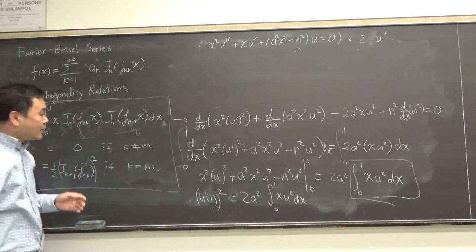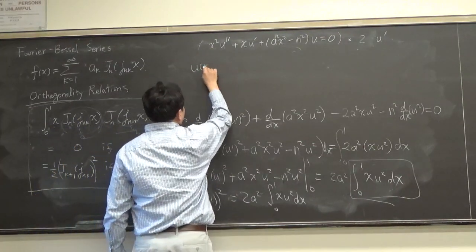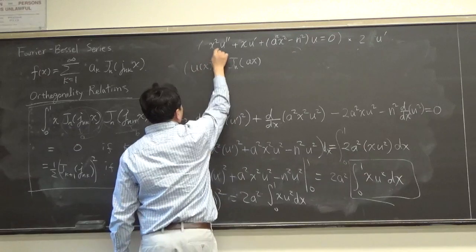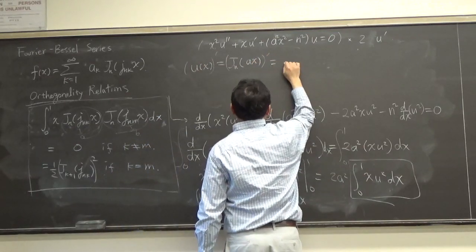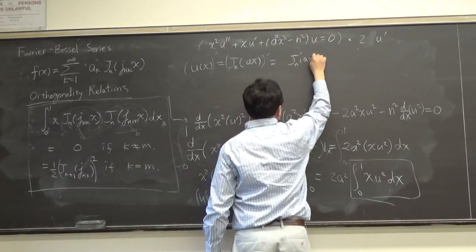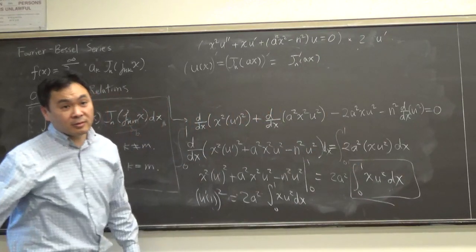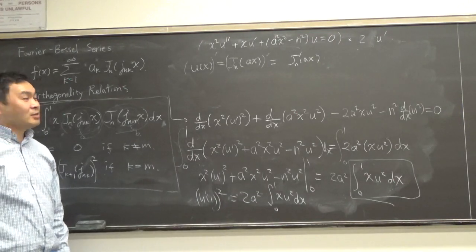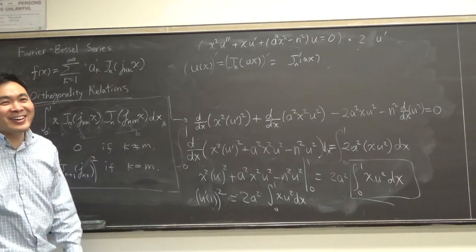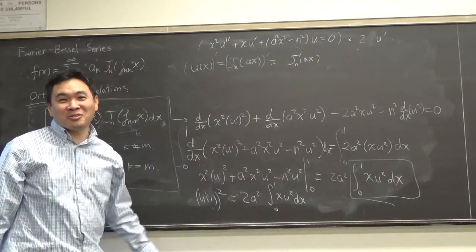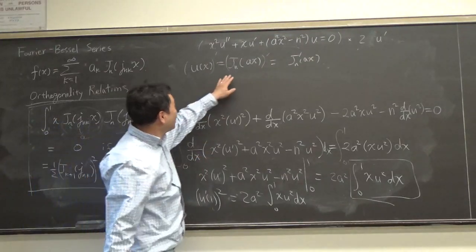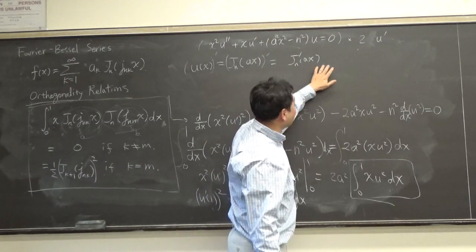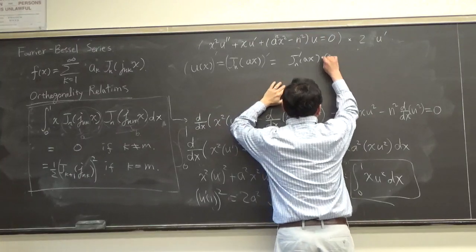So now the thing is, u of x is defined as jn of ax, right? So if I differentiate both sides, I get jn prime of ax times what? I see you guys are really tired by now. Come on, I'm just asking you a very simple question. If you differentiate jn of ax, a is a constant, this is going to be jn prime of ax times a, right? Just because of the chain rule.